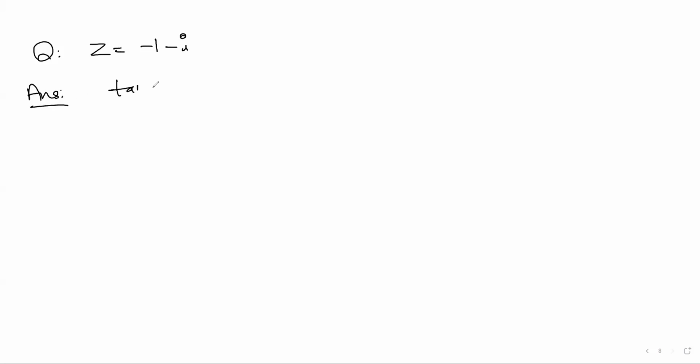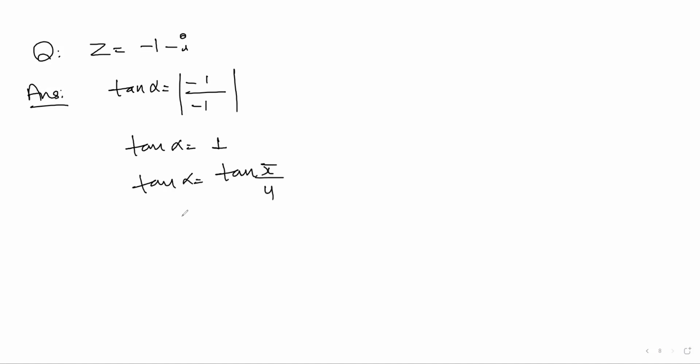Okay. So Iqra, tan alpha is equal to modulus y by x. What is y? Y is -1. Very good. What is x? -1. Okay. So tan alpha, this is a modulus. Just convert this into a positive one. So tan alpha is equal to tan pi by 4. So alpha we will get is equal to pi by 4.